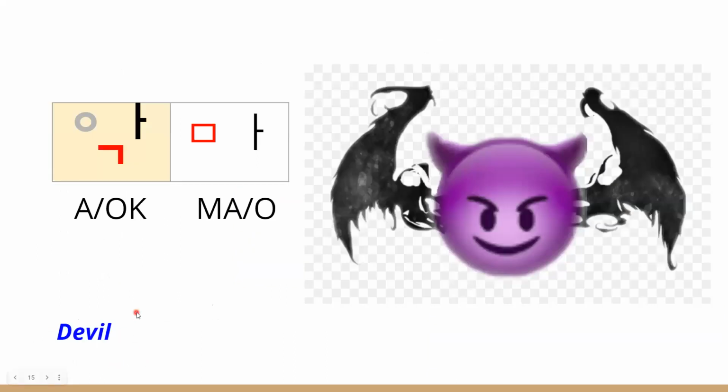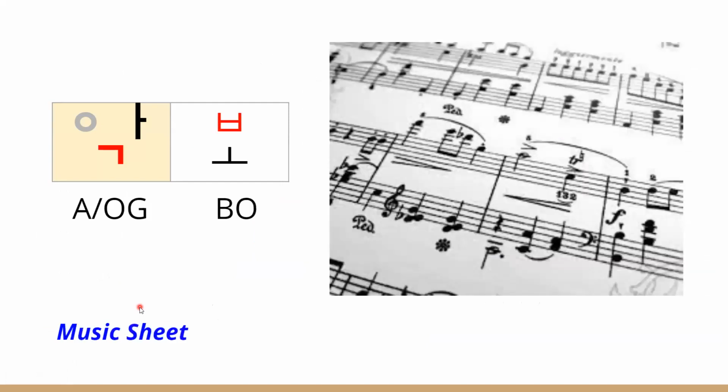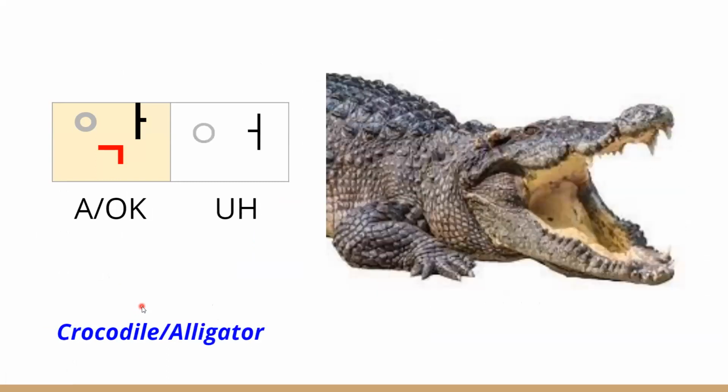Here's the first word we'll learn today. 악마 means devil. 악보 means music sheet. And 악어 means crocodile or alligator.